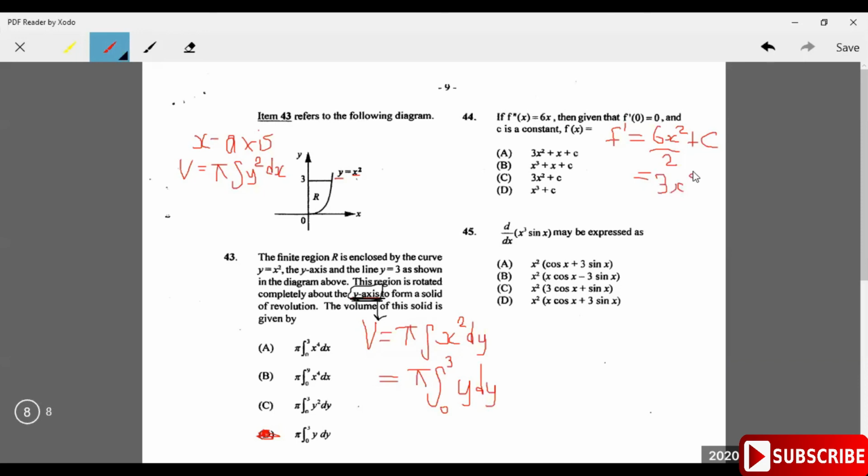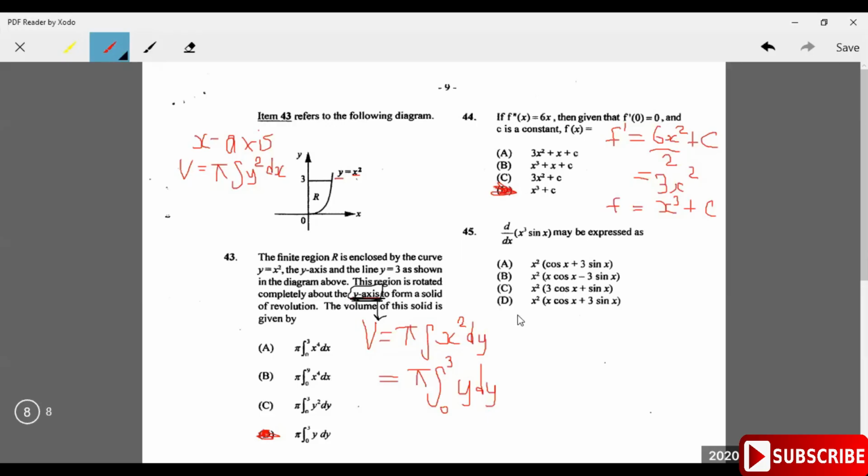If f prime is 3x squared, then f is going to be equal to add 1 to the power, we get x cubed divided by the power, because 3x cubed divided by 3 is just x cubed plus some constant c. So that's f, which is D.